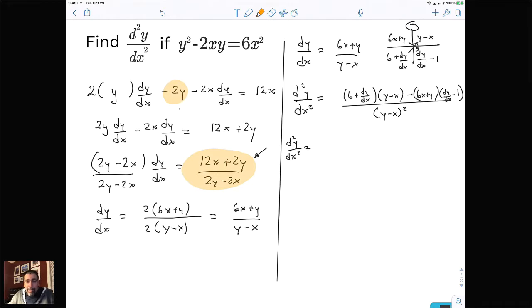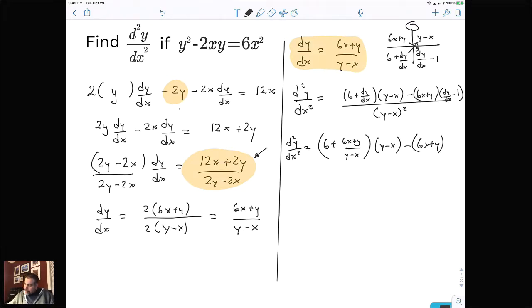The way we do it is we go back to where this first derivative started. We know what dy over dx is equal to. You guys are answering it now, so that's great. So I'm going to do 6 plus, and I'm going to go back and use our original dy over dx from the top of the page. So that's 6 plus 6x plus y over y minus x, times y minus x, which is perfectly okay. Minus 6x plus y, and now I've got dy over dx minus 1.